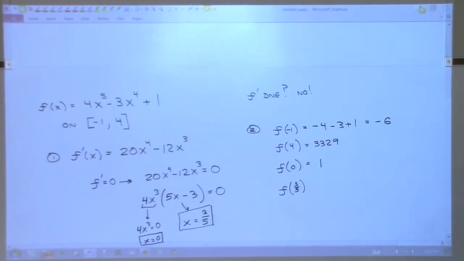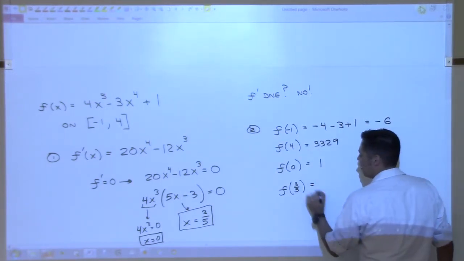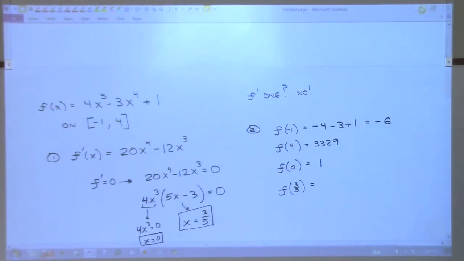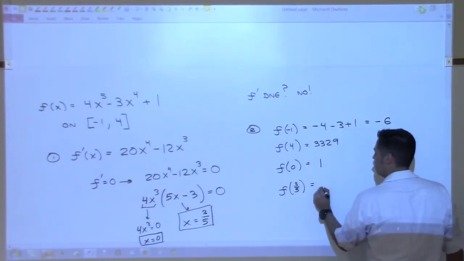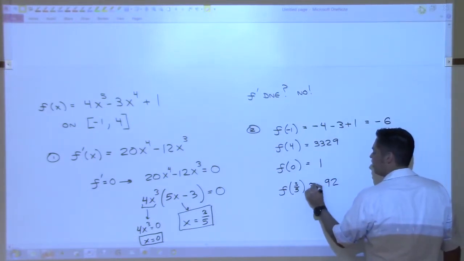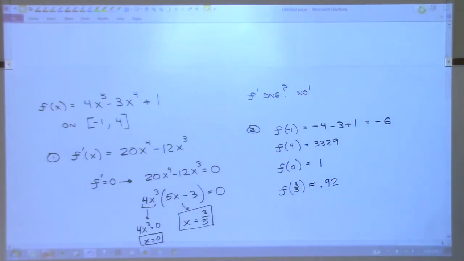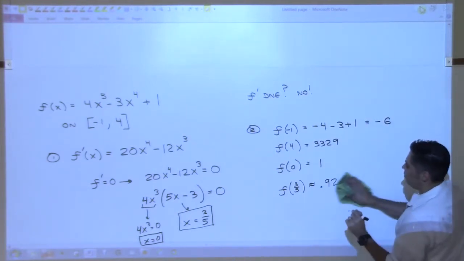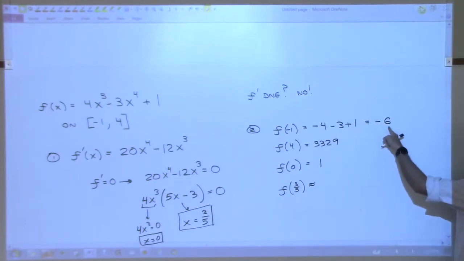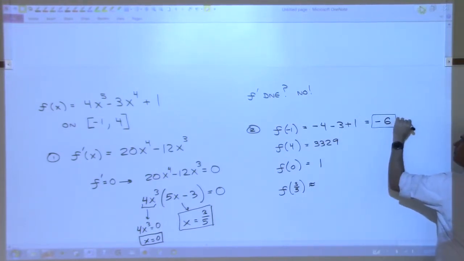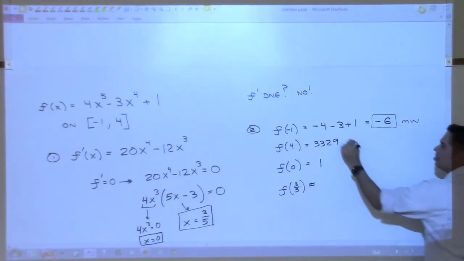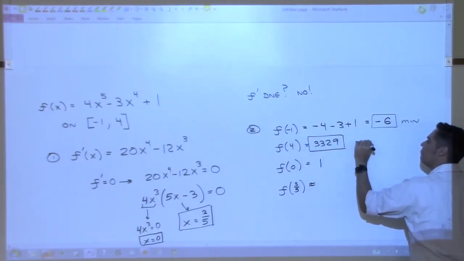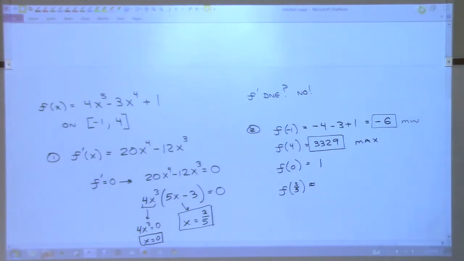And then 3/5. Well, 3/5, that's just going to really suck, isn't it? So this is where I think a calculator would be a good thing. All right. What do you get? 0.92, roughly, approximately. Is that okay? I'm going to check these answers with the graph here in a second, all right? But this looks like our min, doesn't it? Oh, wait, no. Sorry, we have a negative number up here. This will be our min, won't it? And our max would be here. Right? Yes?